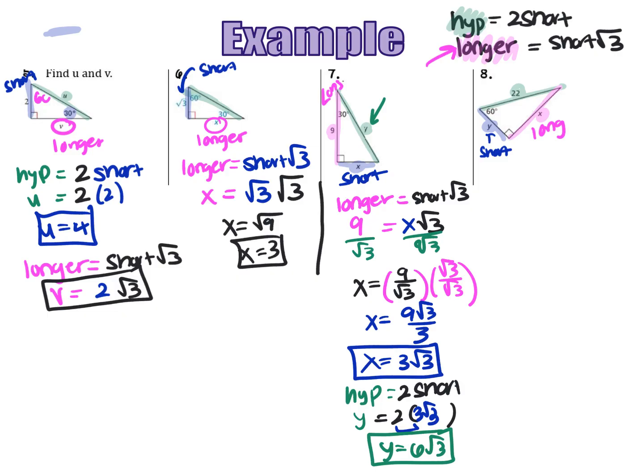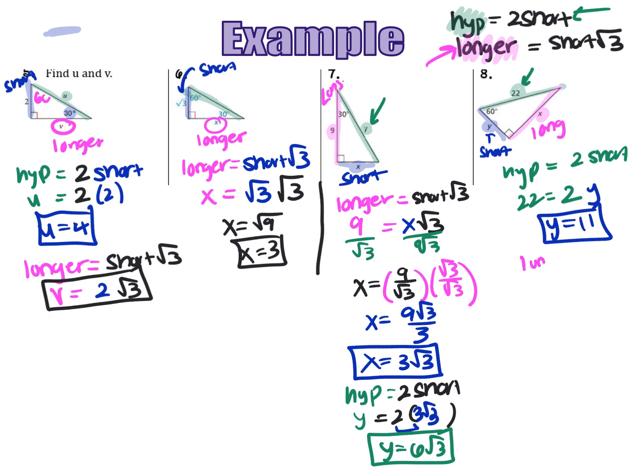All right, last problem. The piece of information that we're given is the hypotenuse, so let's start with that formula. The hypotenuse is 2 times the shorter side, so 22 is 2 times the shorter side, which is y, so y is going to be 11. The longer side is going to be the shorter side times the square root of 3. The longer side is x.